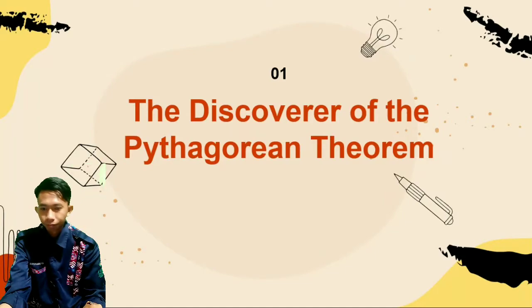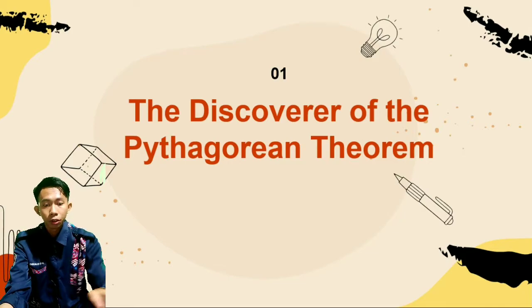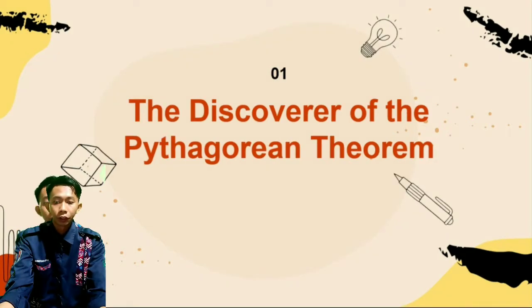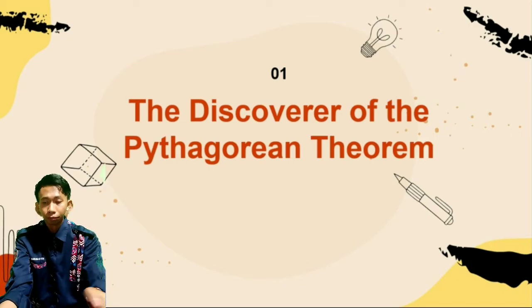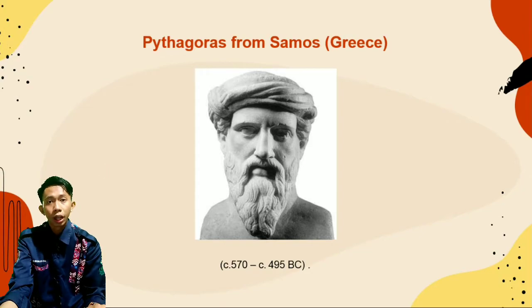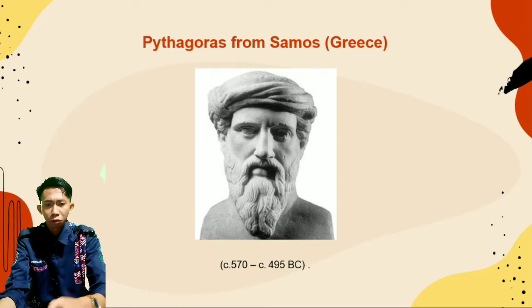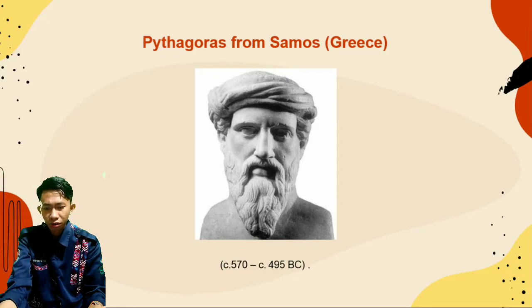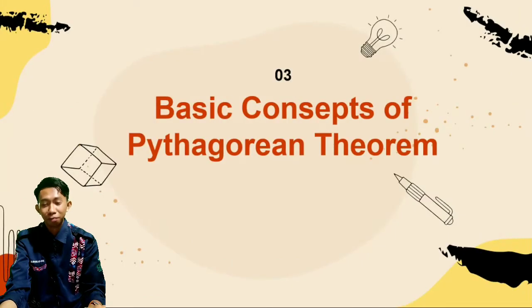For the first thing that we have to discuss, the discoverer of the Pythagorean theorem. Who is the man behind this theorem? He is Pythagoras from Samos, Greece. He was born in 570 before Christ. Samos is the name of the island where Mr. Pythagoras was born about 2.5 thousand years ago. It's been a long time.